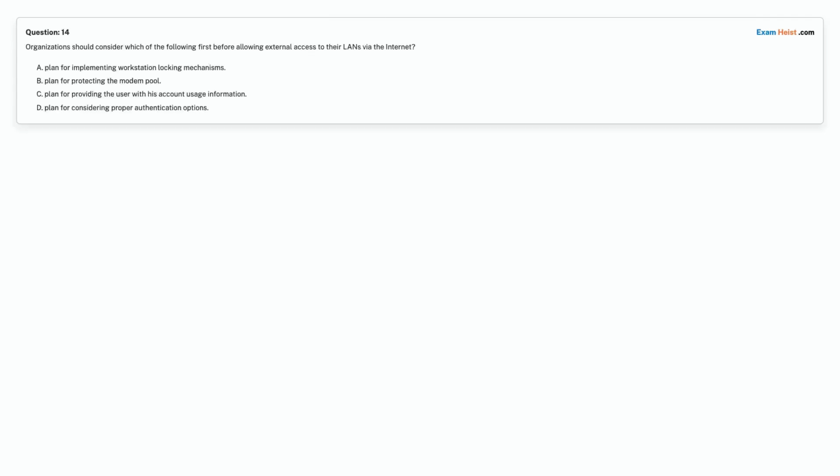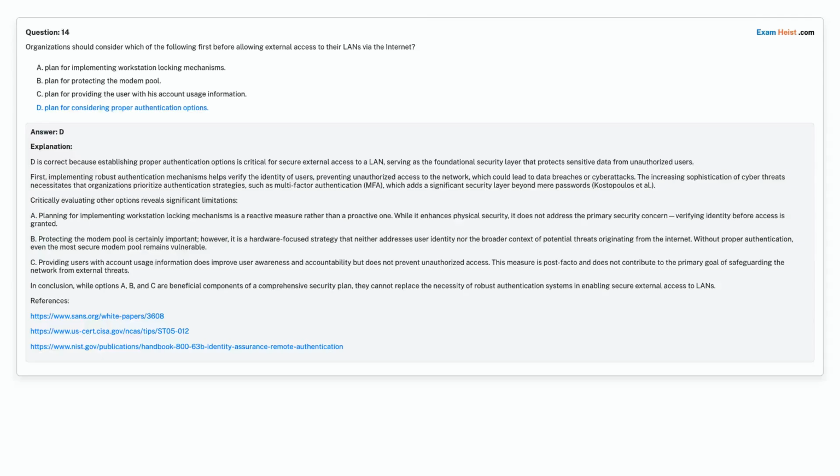Question 14. Organizations should consider which of the following first before allowing external access to their LANs via the Internet. Option A. Plan for implementing workstation locking mechanisms. Option B. Plan for protecting the modem pool. Option C. Plan for providing the user with his account usage information. Option D. Plan for considering proper authentication options. Choose the correct answer. Correct answer is option D, plan for considering proper authentication options.